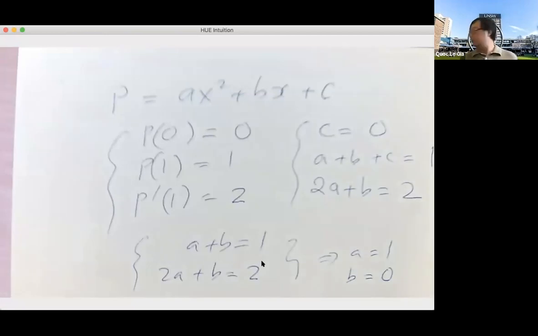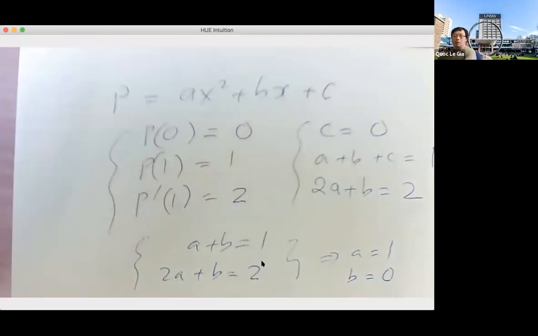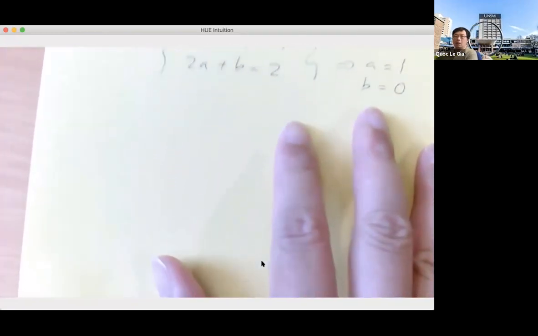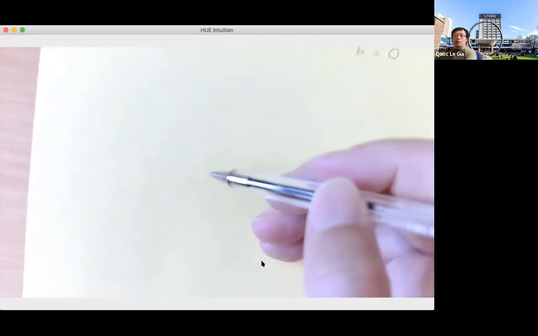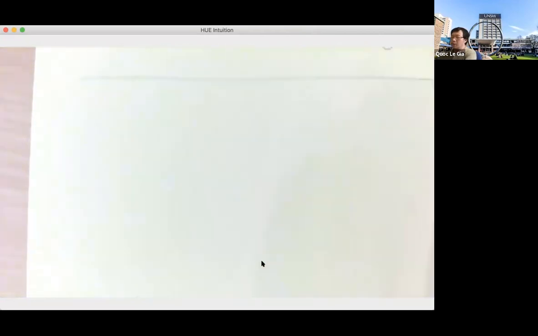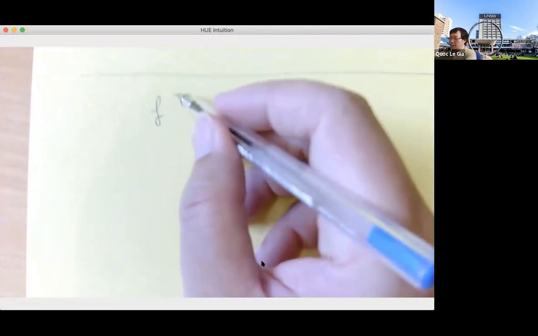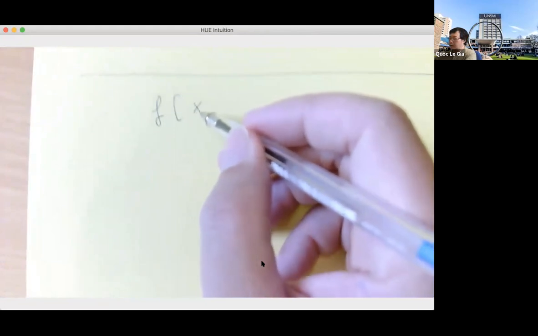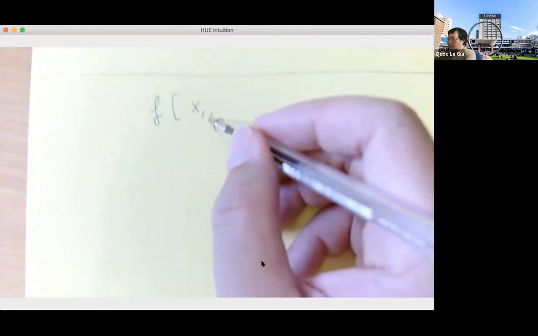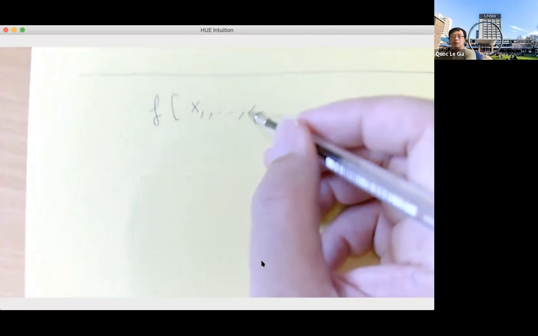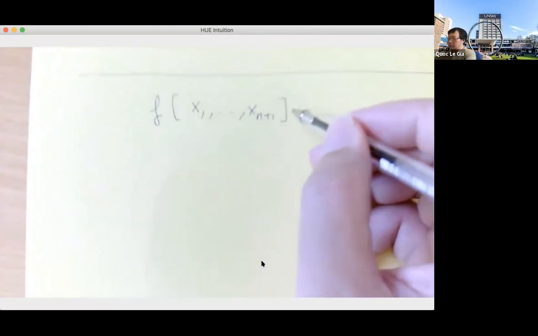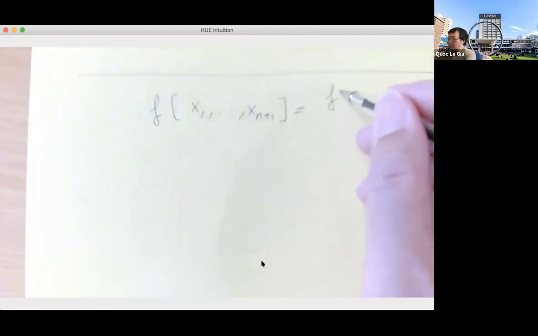Suppose I share my piece of paper. So now the theorem says like this. We just assume that f is very nice, everything is very nice here. Then you have f^(n)(xi) over n factorial.